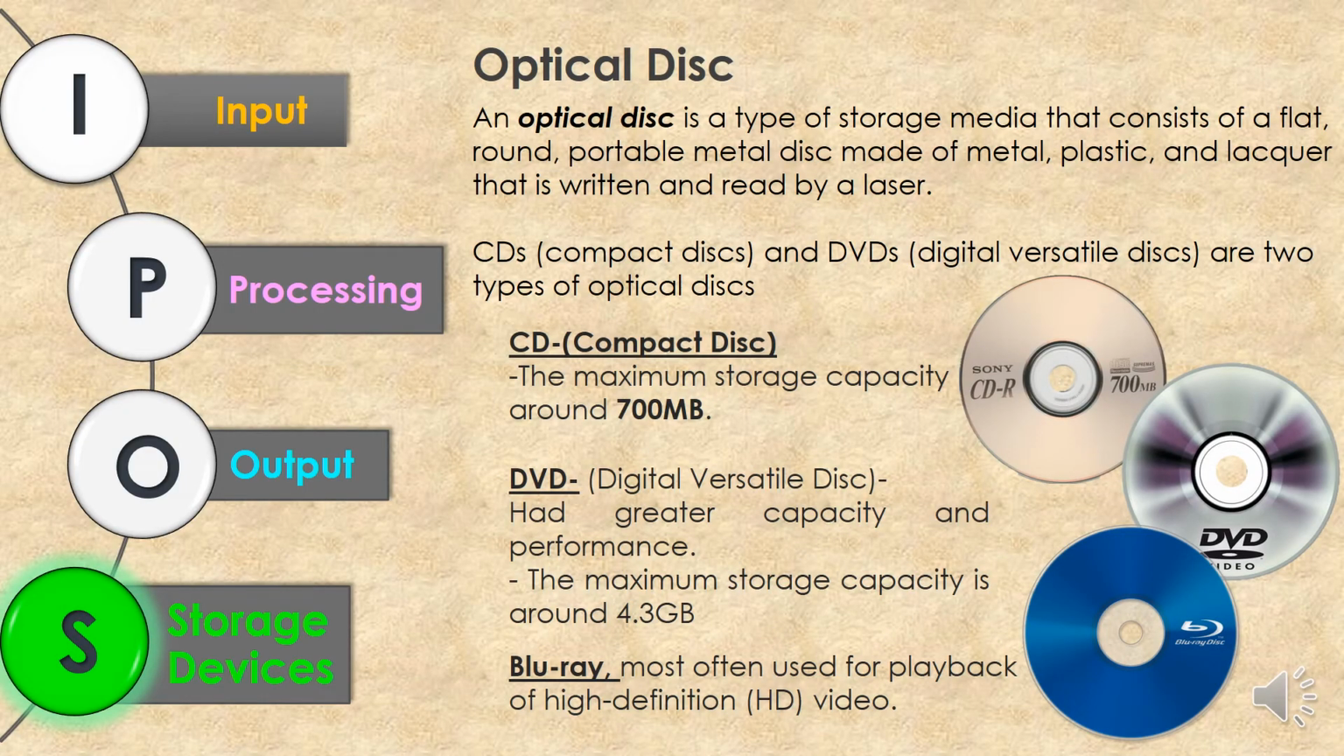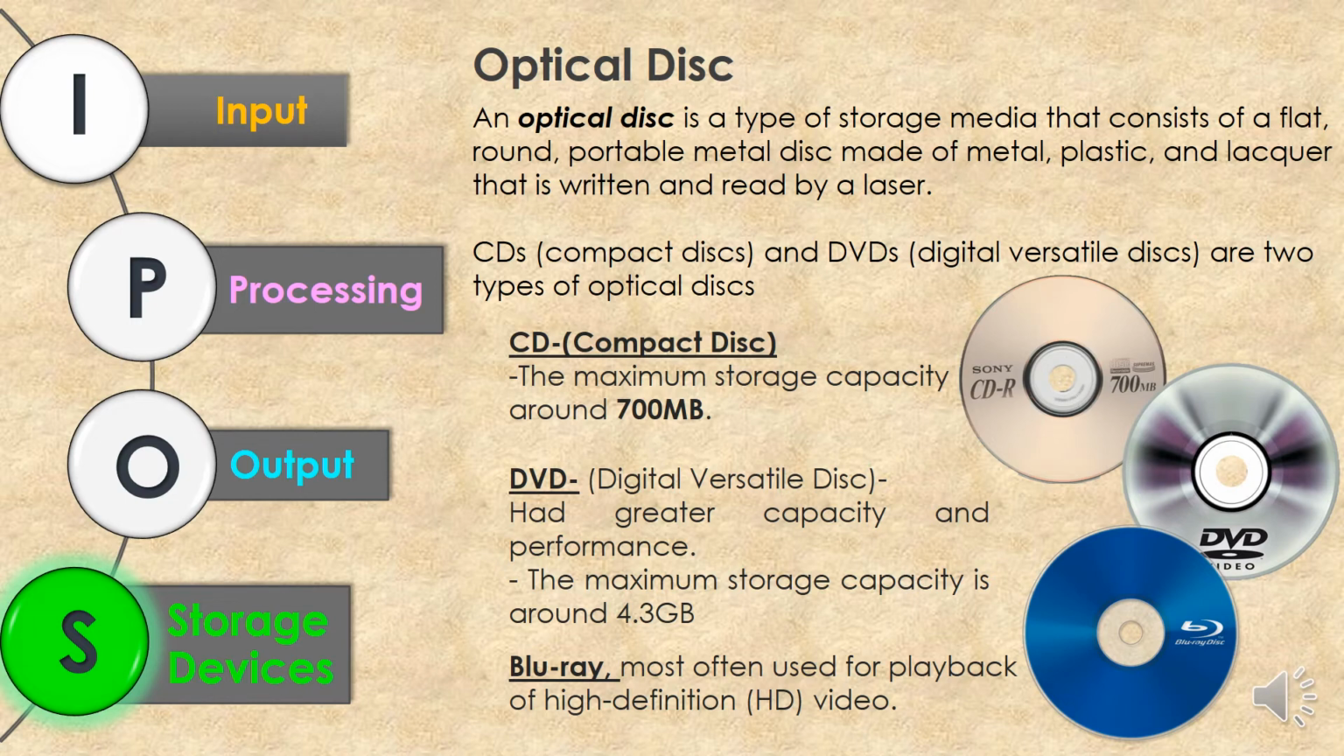Optical disc is a type of storage media that consists of a flat, round, portable disc made of metal, plastic, and lacquer that is written and read by a laser. The three types of optical disc are CD or compact disc, DVD or digital versatile disc, and the Blu-ray disc. A CD is a portable storage medium that can be used to record, store, and play back audio, video, and other data in a digital form. The maximum storage capacity of a CD is around 700 MB or equivalent to 80 minutes of audio playback.